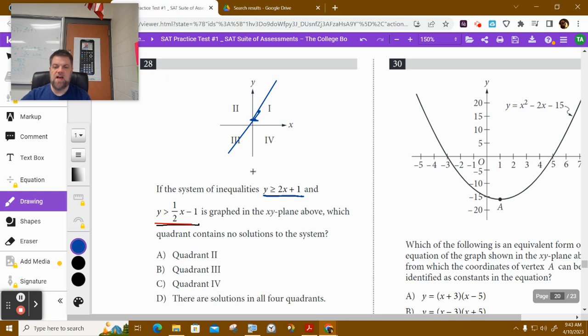One thing I should point out is that because this is y is greater than this, you have to shade above the line. So it'd be this. Okay? I think I know the answer already. I think the answer is going to be maybe the fourth quadrant, but we'll see.